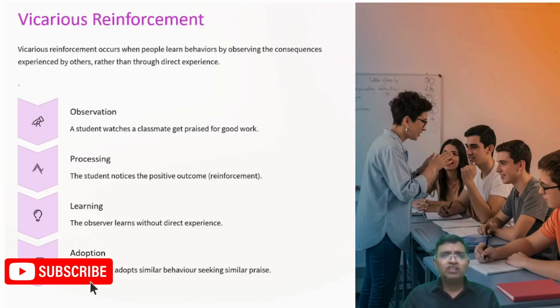Then vicarious reinforcement happens through observing, processing, learning, and adaptation. Here the student watches a classmate get praised for good work. Then the student notices that positive outcome. It is a reinforcement. Then the observer learns without direct experience, because someone already did it and got reinforcement, so they get the experience without direct experience. Adoption: the observer adopts similar behavior, seeking a similar prize. So they are going to simply imitate the same.